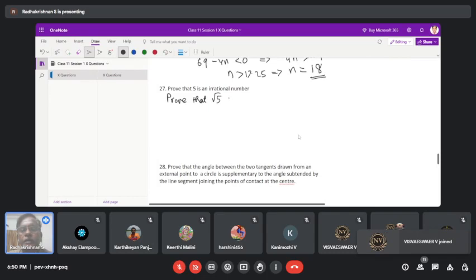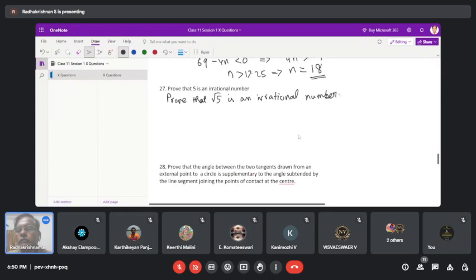Is 5 rational or irrational? Rational, sir. So 5 is rational. Right. The question is wrong. It should be like, prove that root 5 is an irrational number.